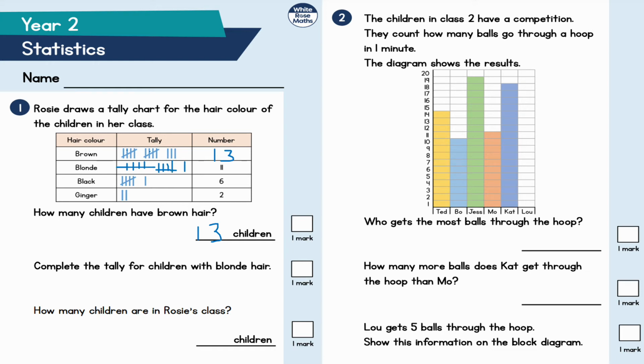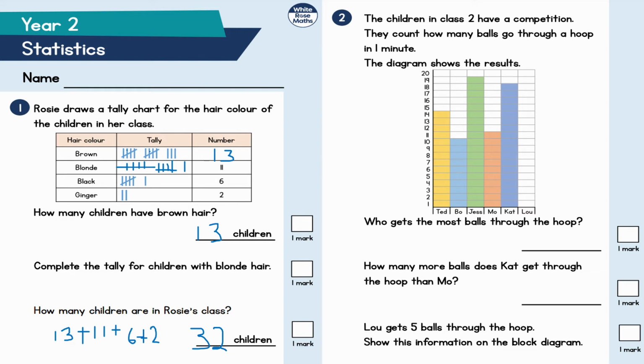Next part, how many children are in Rosie's class? 13 plus 11 is 24, plus 6 is 30, plus the 2 is 32. I'm essentially adding up the numbers column. So I'm doing 13 plus 11 plus 6 plus 2. Now I've worked it out pretty fast there, but you can use column addition to work it out.